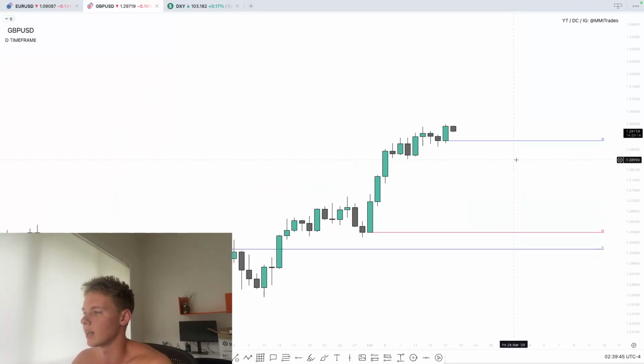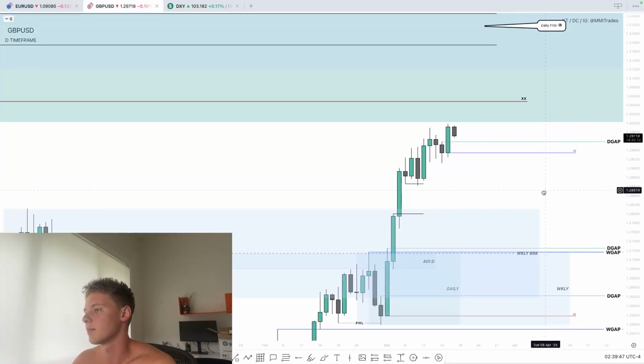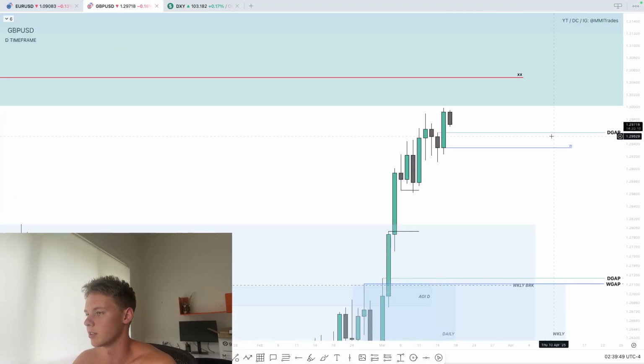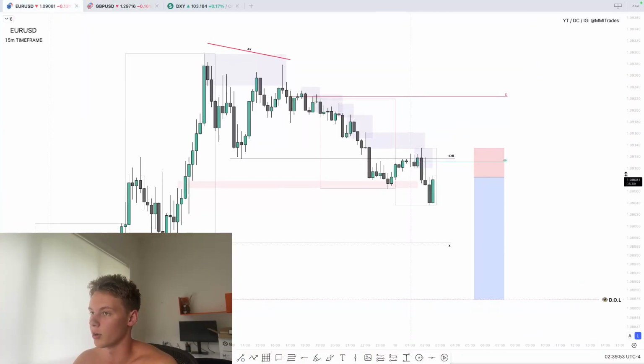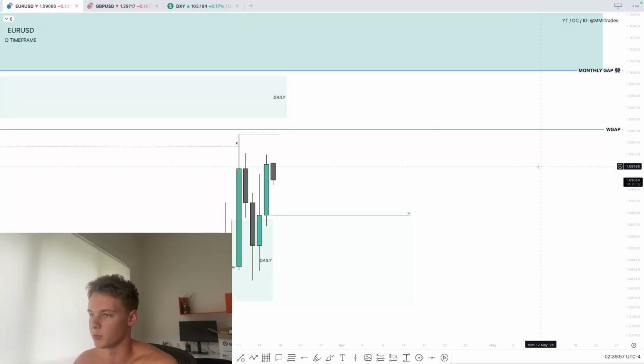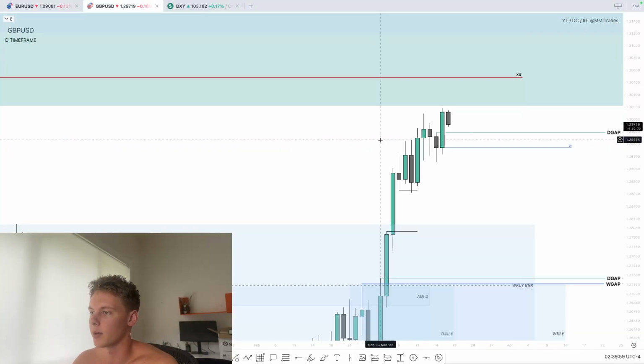Let's drop down to the daily time frame. On the daily time frame, we currently have this daily gap, which is still open. We have swept the previous weekly high, which we have not done on the euro. If you look at the daily time frame on the euro, this is the previous weekly high. And right now we have SMT between these highs right here. So this has swept the previous weekly high.